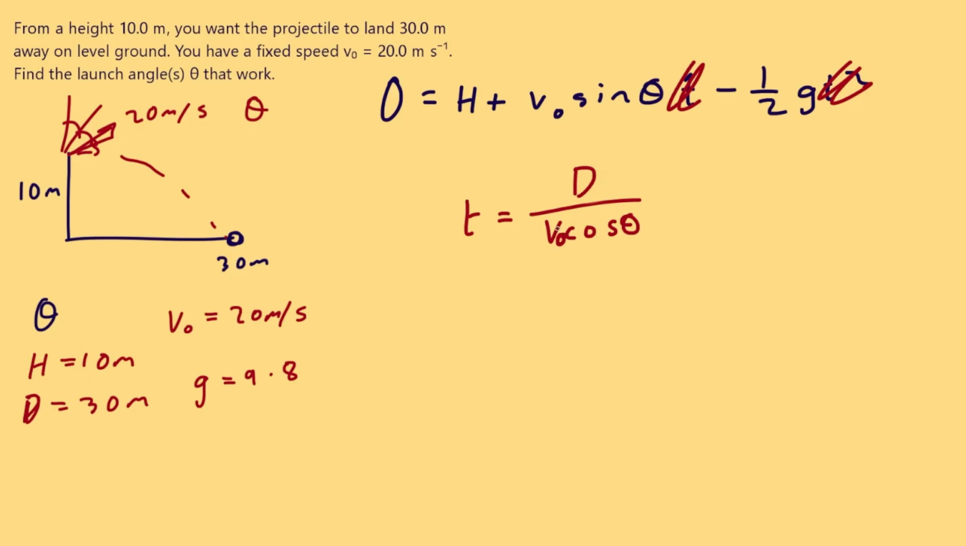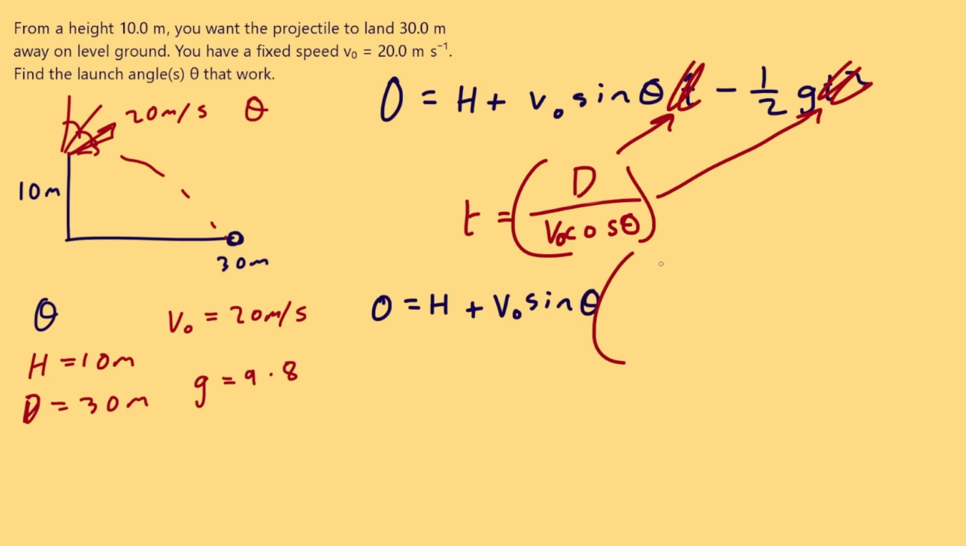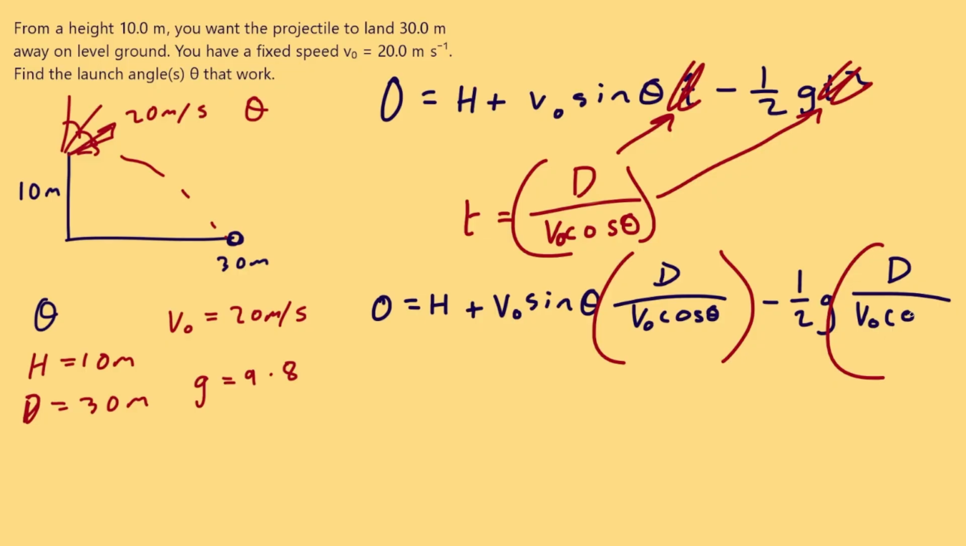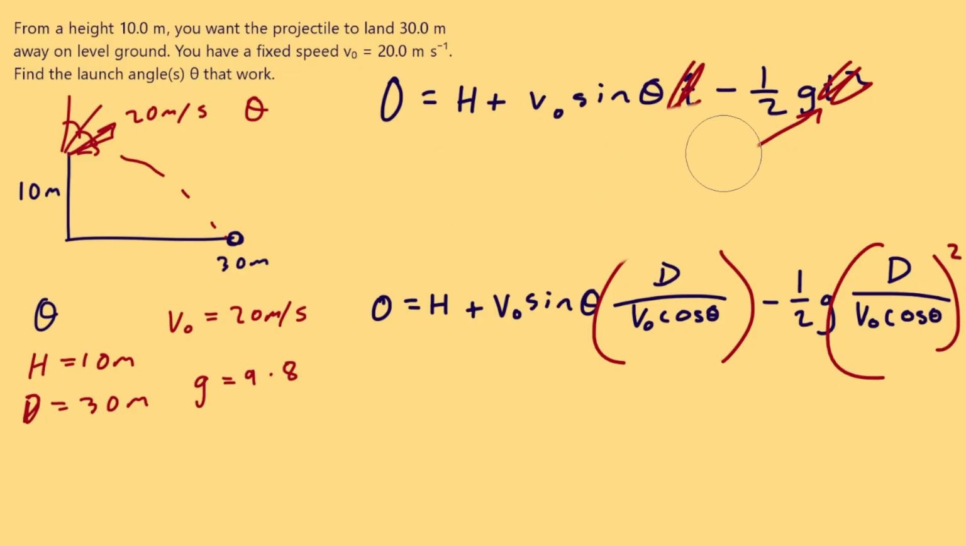And this is specifically initial velocity. Let's plug this in place of these t's here. And our equation is 0 equals height plus V0 sine theta, and then d over V0 cosine minus 1 over 2 g d over V0 cosine squared. Same equation as last time. Don't panic if there's a lot of symbols on the screen right now. Again, it's just a matter of simplifying it now.